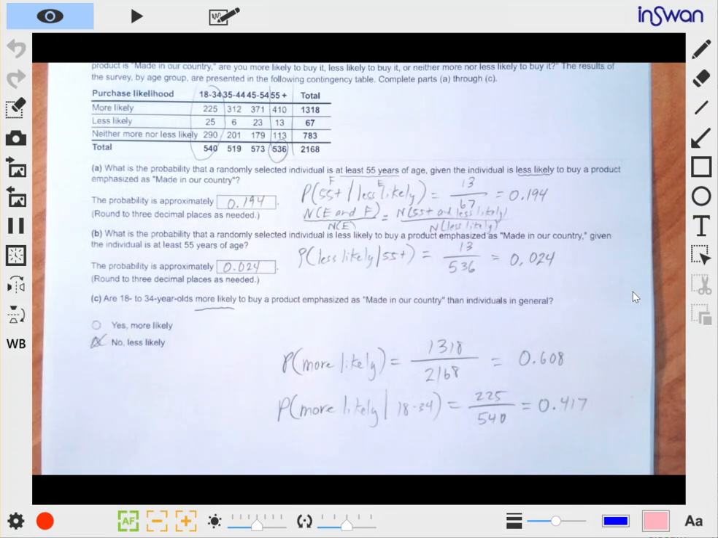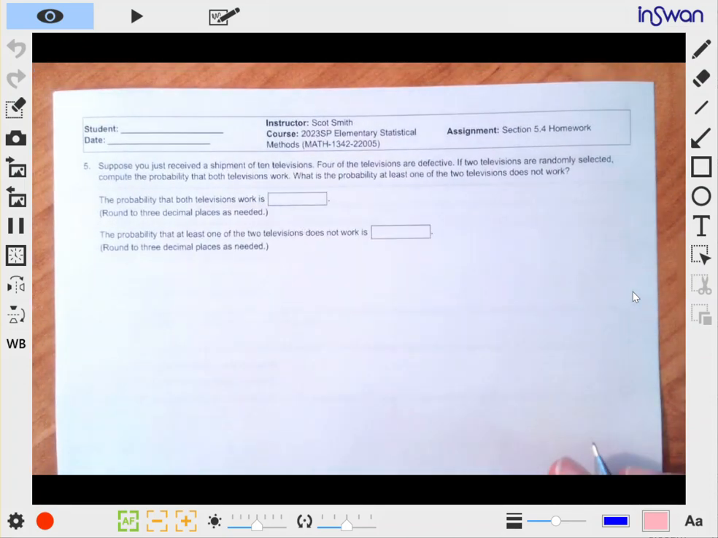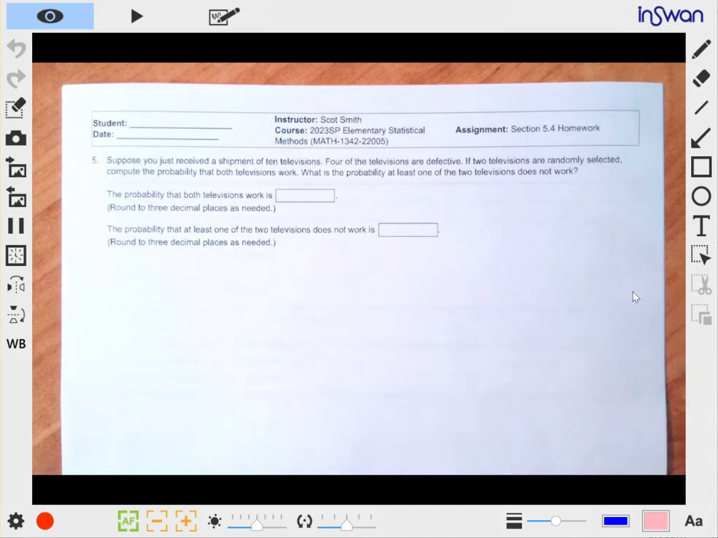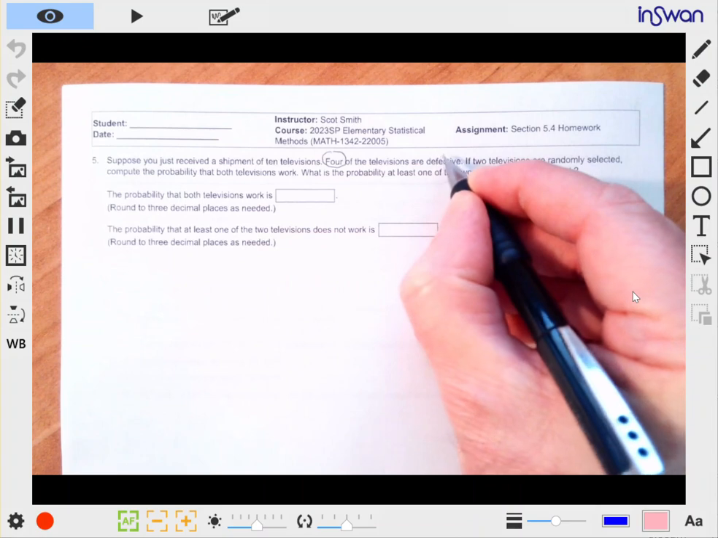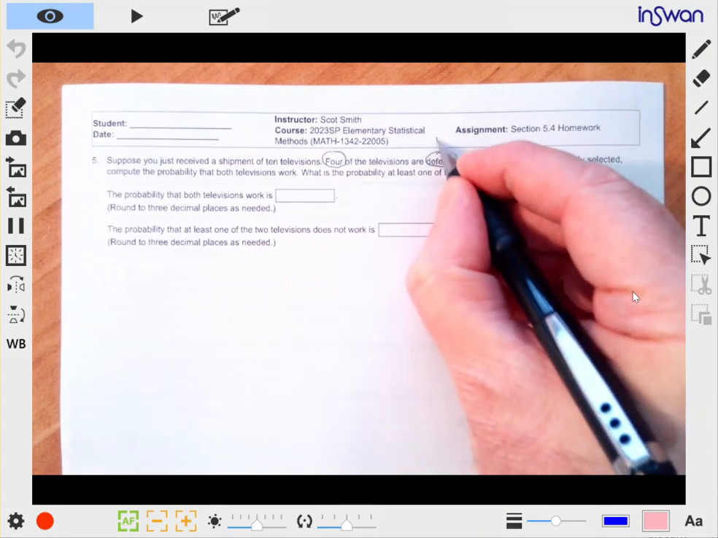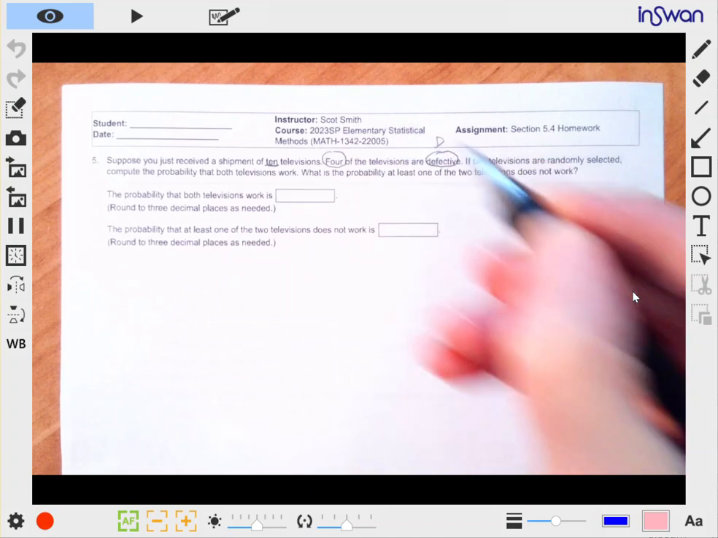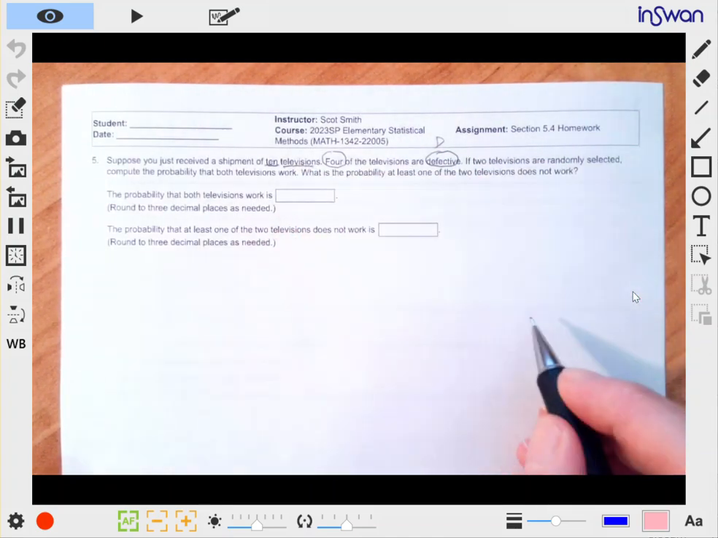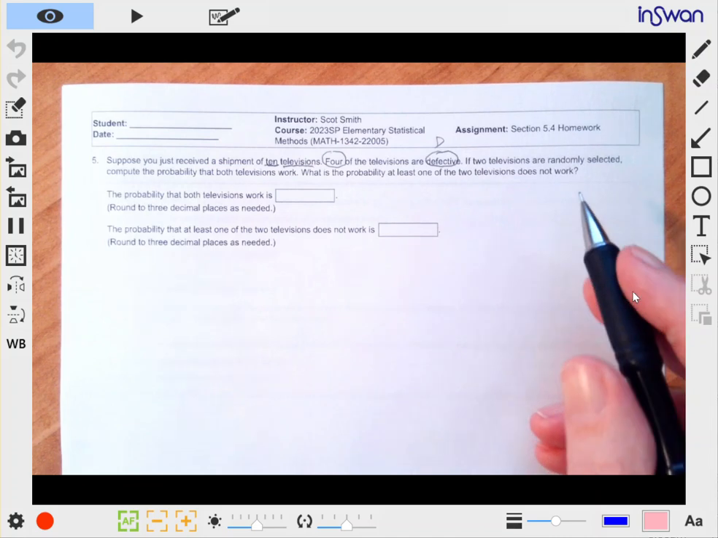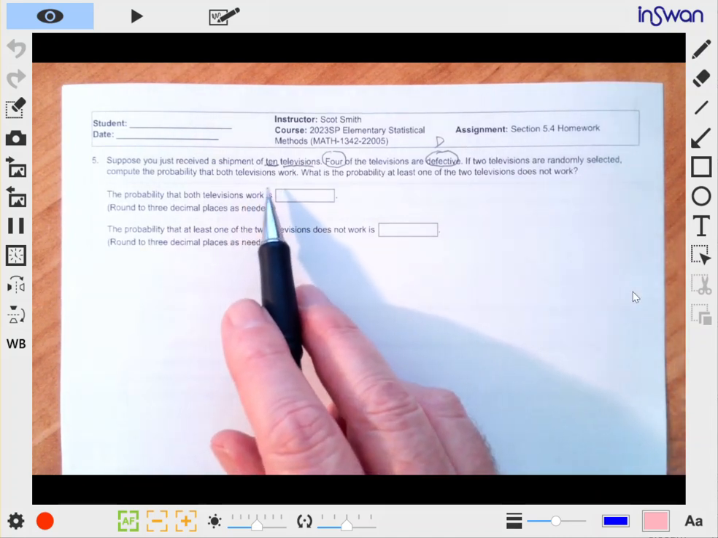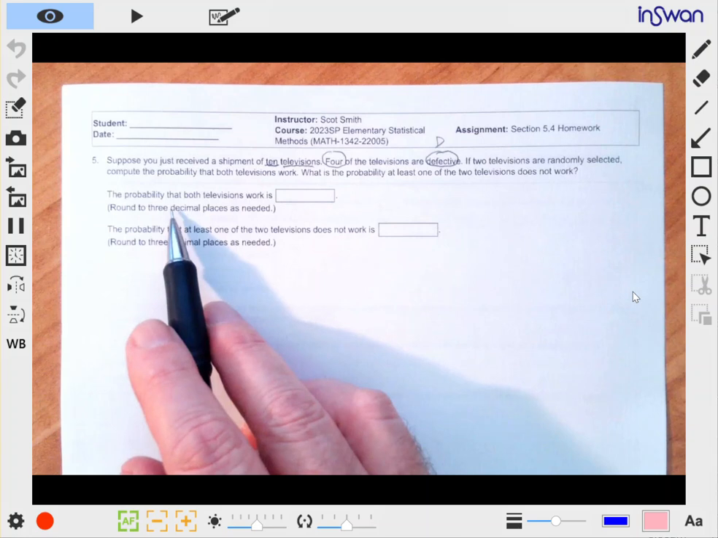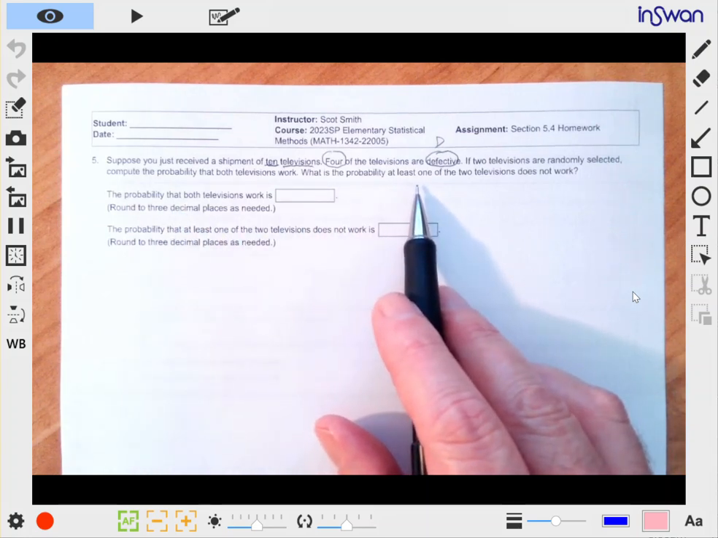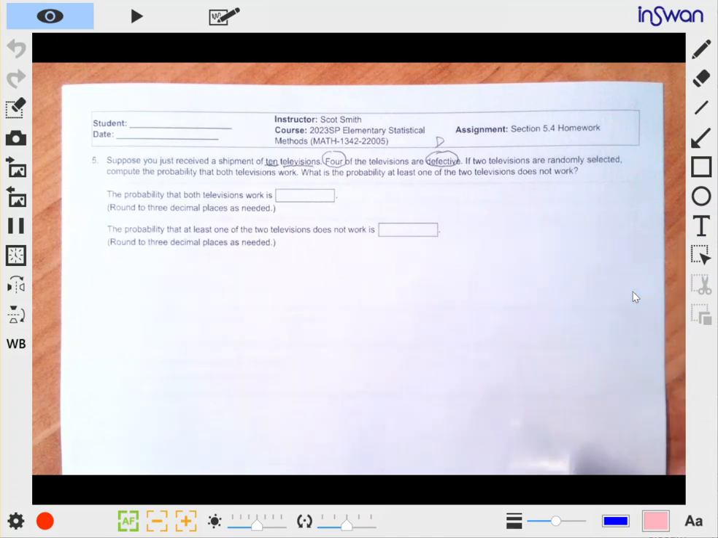All right, so that's the first problem, number 4. Let's move on to number 5. It says, suppose you just received a shipment of 10 televisions. 4 of the televisions are defective. So 4 are defective. We'll use D for defective. And again, there's 10 televisions. If 2 televisions are randomly selected, compute the probability that both televisions work. That's going to be the first part here. And then what is the probability at least one of the TVs or televisions does not work?